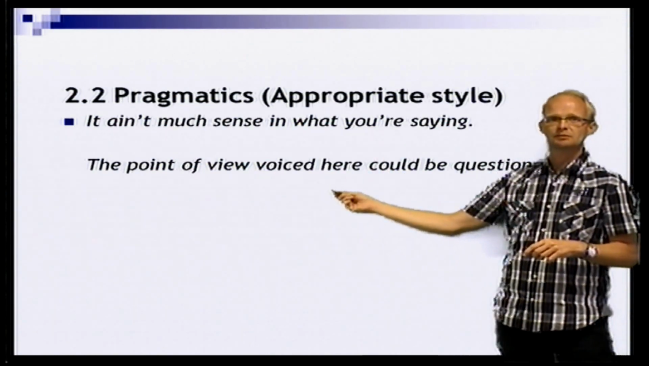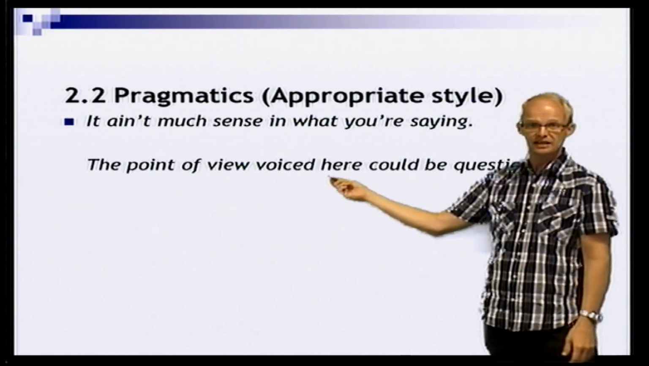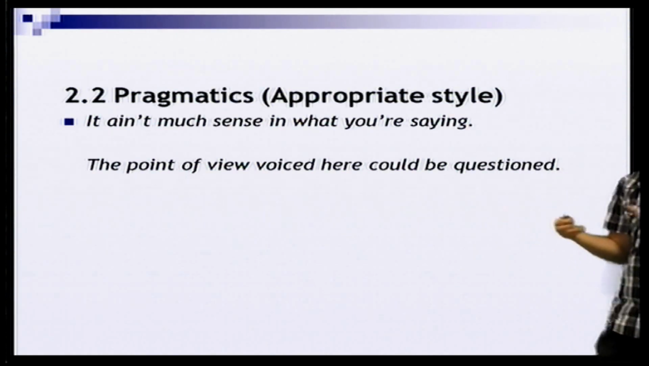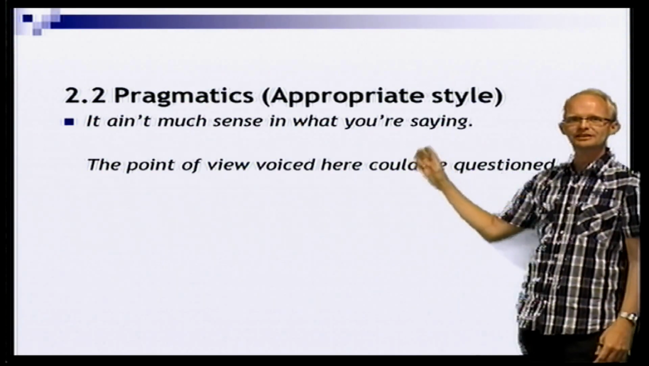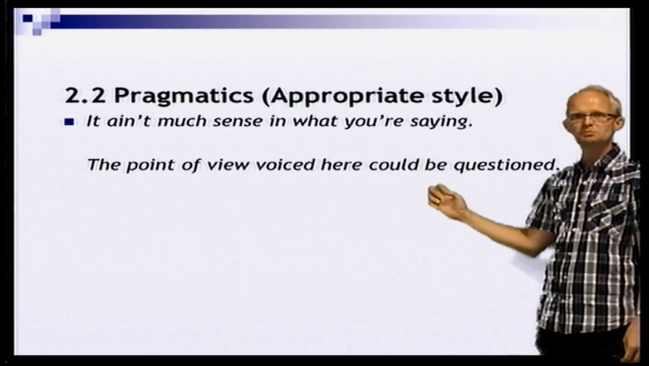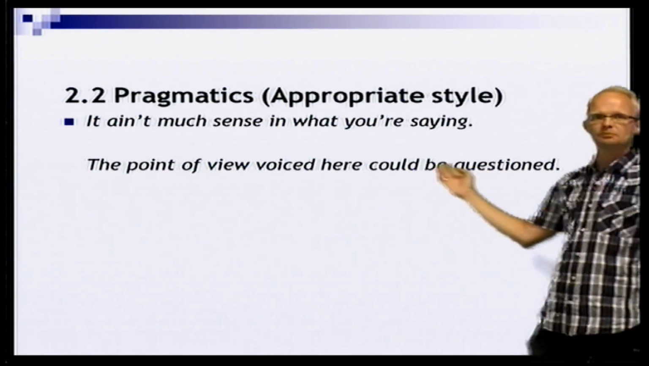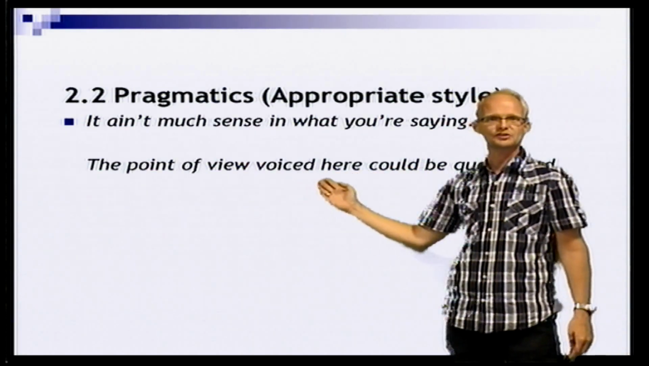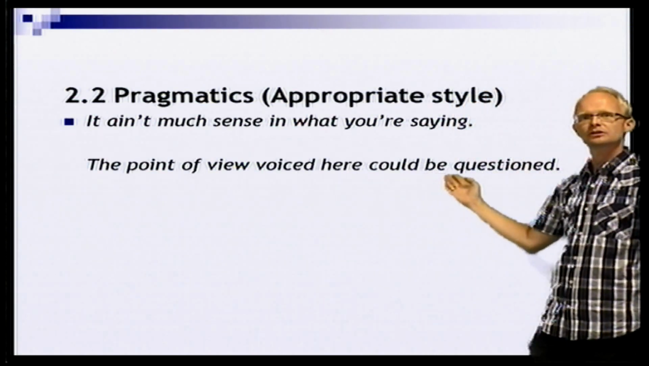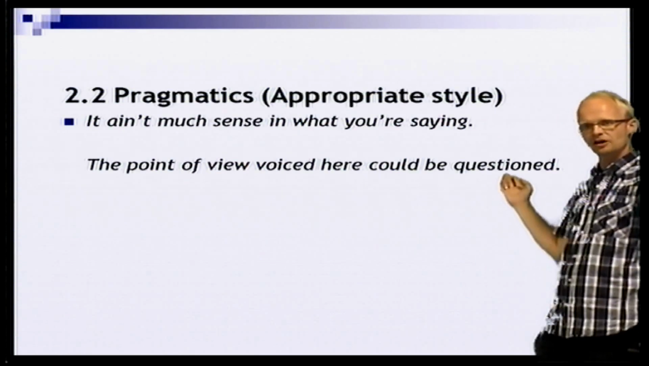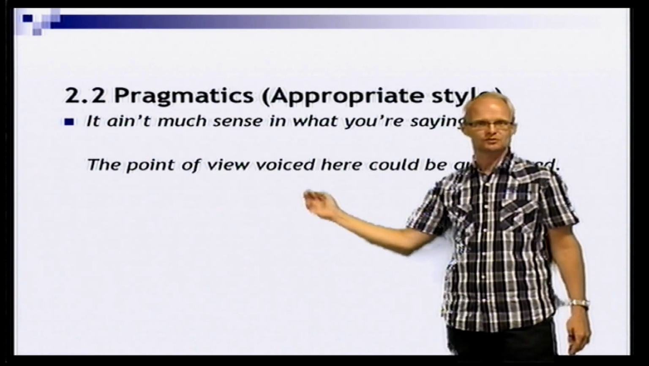Conversely, you can see here the point of view voiced. Voiced is a more formal way of saying, well, say. Could be questioned. These are phrases which are more formal. And if you look at this again, you'll see that this is a passive construction. The point of view could be questioned by me, for example. So the point of view voiced here by whom? Well, voiced here by you. So what you are saying could be questioned. It could be questioned means that I don't think this is very true, or this is a very good point.